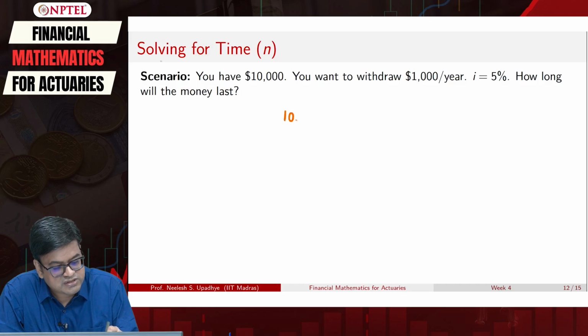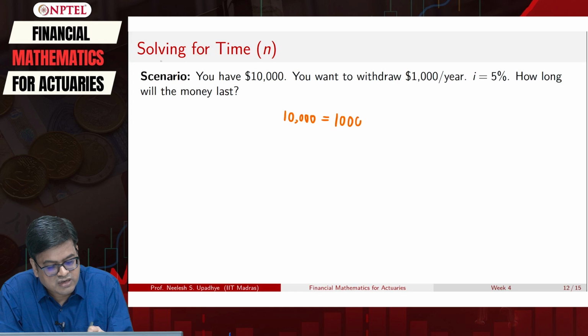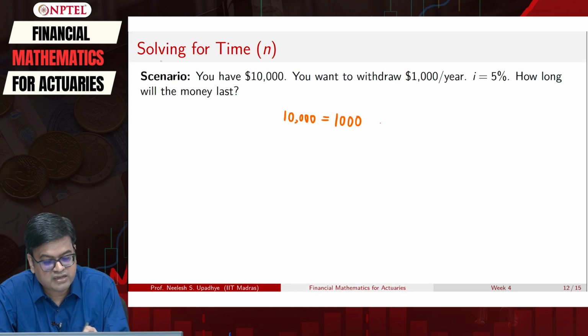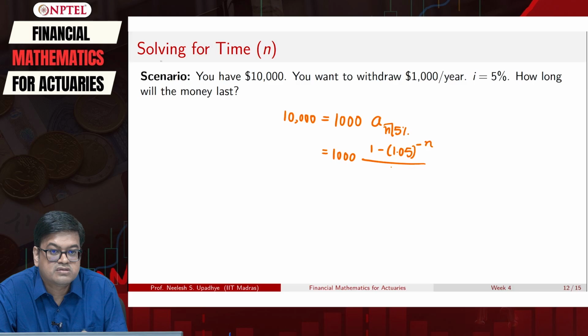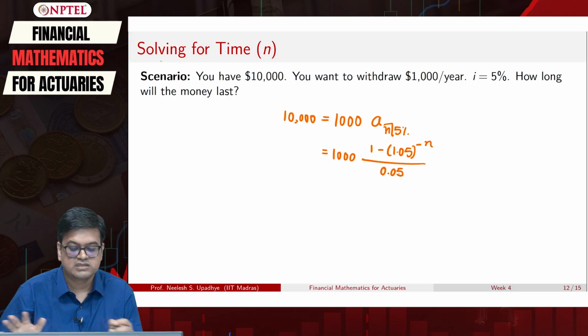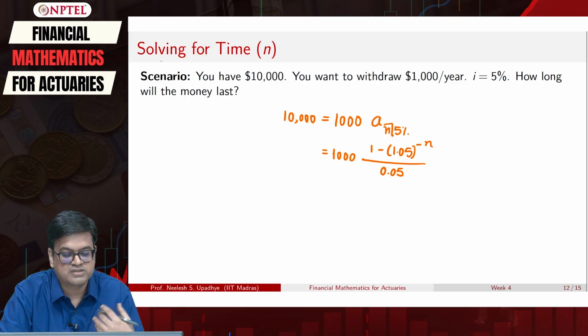So let us put everything in place. First, 10,000 is equal to 1000 times the formula for A n. In this case, n is unknown, but the interest rate is known, 5%. So how will you proceed? You will say this is 1 minus 1.05 raised to minus n, where n is unknown, upon i, which is 0.05. Then it's just a matter of solving the problem.